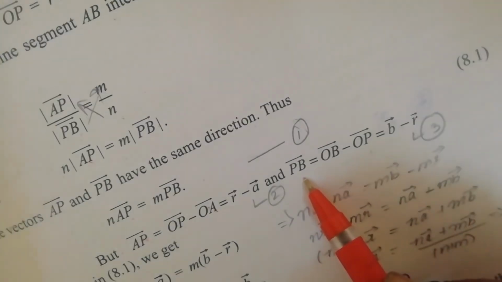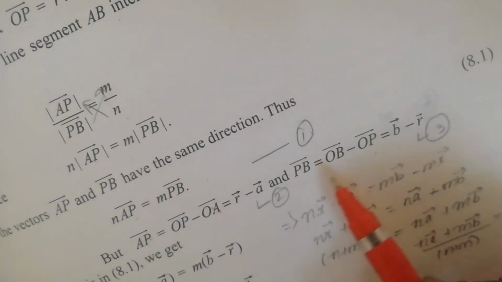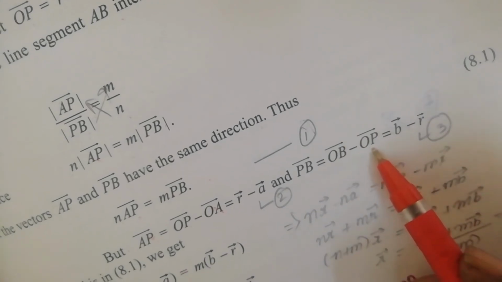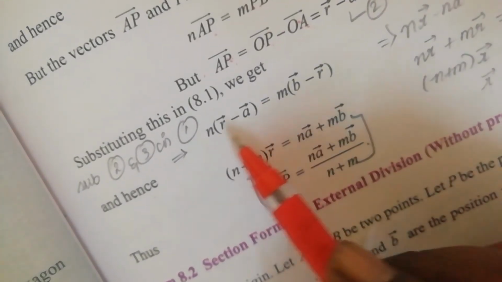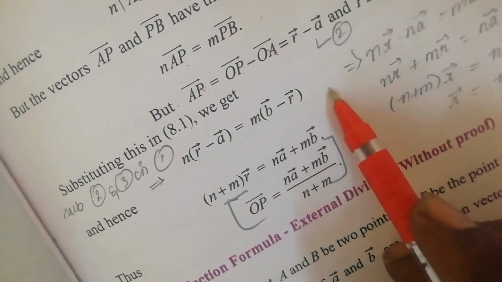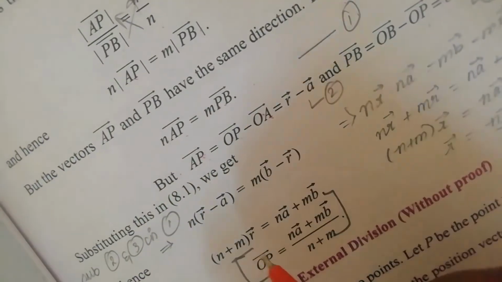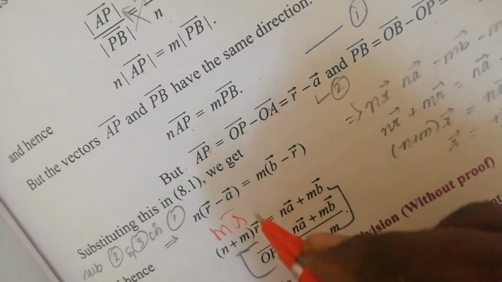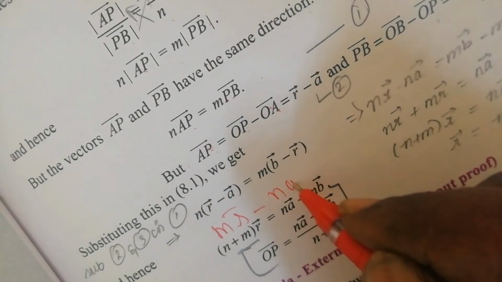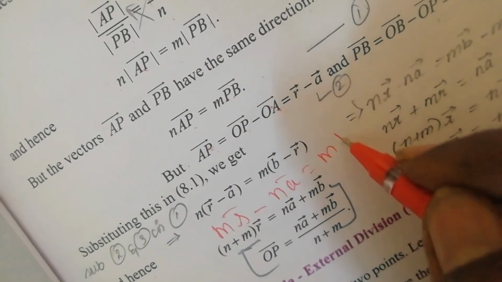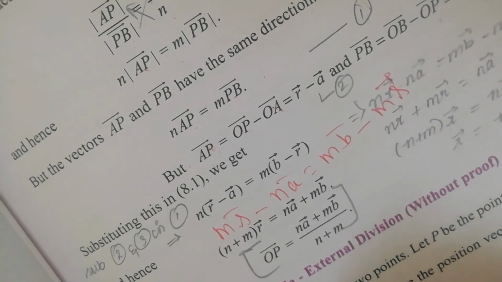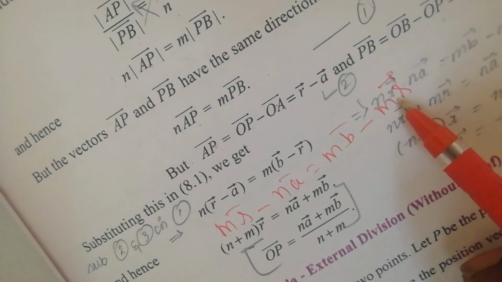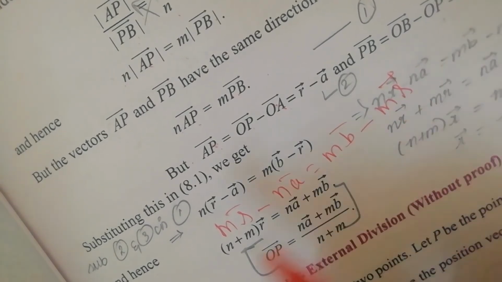And BP vector is equal to OP minus OB, that is B minus R. So you can put it like this: N into (R minus A) equals M into (B minus R). If you multiply this out, N into R vector minus N into A vector equals M into B vector minus M into R vector. Minus M R vector comes to this side, which means plus.